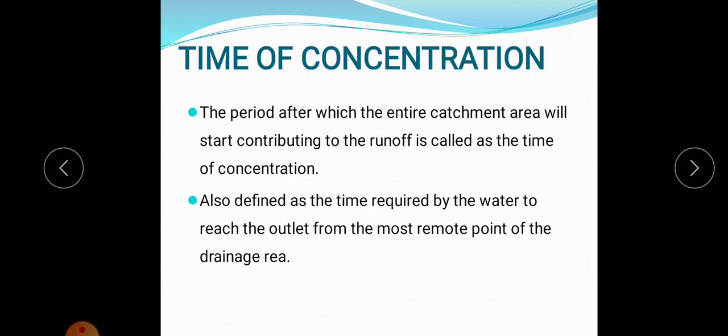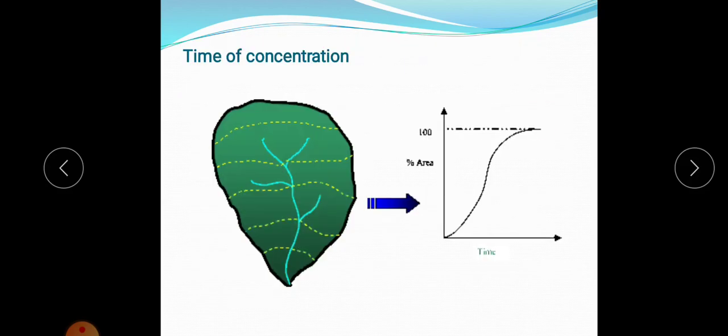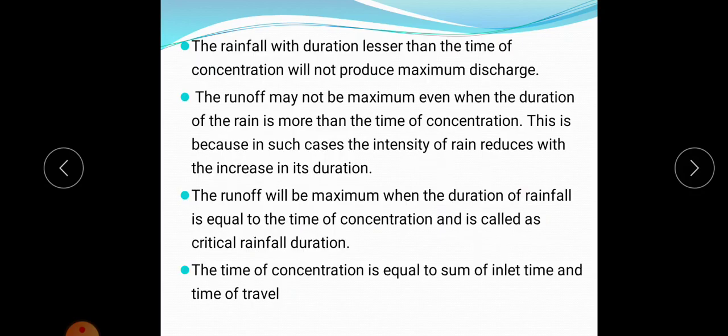ഓക്കെ, അതായത് ഡ്യൂറേഷൻ ടൈം ഓഫ് കോൺസെൻട്രേഷനേക്കാളും കുറവാണെങ്കിൽ ഡിസ്ചാർജ് മാക്സിമം ആവില്ല. അതുപോലെ ടൈം ഓഫ് കോൺസെൻട്രേഷനേക്കാളും കൂടുതൽ ഡ്യൂറേഷൻ ആയാലും ഡിസ്ചാർജ് മാക്സിമം ആവില്ല. കാരണം കൂടുതൽ ഡ്യൂറേഷൻ ആകുമ്പോൾ റെയിൻഫോളിൻ്റെ ഇൻറ്റൻസിറ്റി കുറയും, അപ്പോൾ ഡിസ്ചാർജും കുറയും. അപ്പം ഡിസ്ചാർജ് മാക്സിമം ആവുന്നത് വെൻ ഡ്യൂറേഷൻ ഈസ് ഈക്വൽ ടു ടൈം ഓഫ് കോൺസെൻട്രേഷൻ. ഓക്കെ, the runoff is maximum when the duration of rainfall is equal to the time of concentration, and it is known as critical rainfall duration.